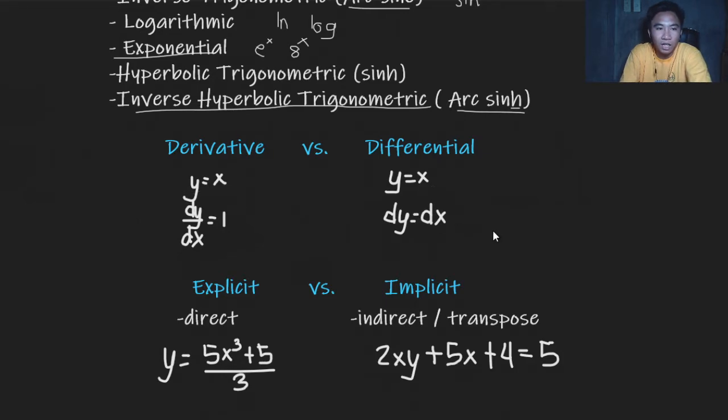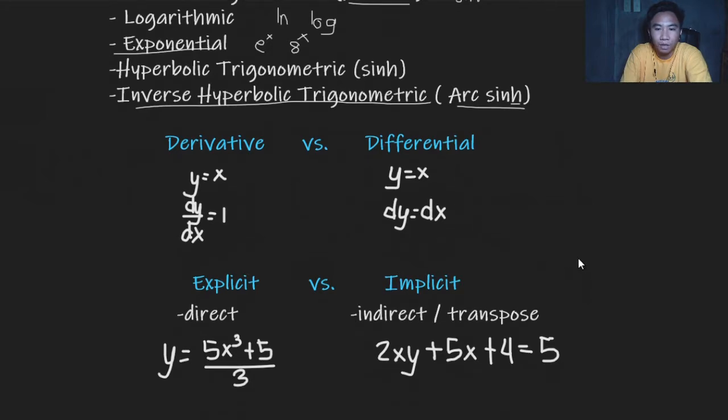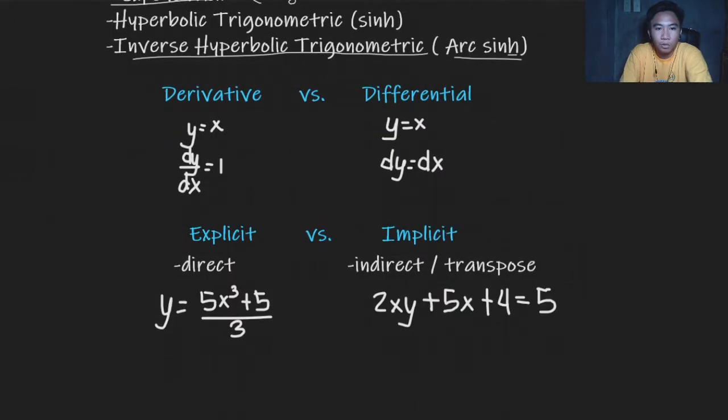Another is, ano nga ba ang explicit at implicit function? Explicit, agad-agad mo na itong makikita kasi i-derivative mo na siya agad. Direct. Next is the implicit, which is indirect, o para bang kailangan mo pa mag-transpose. Isa ding palatandaan dito is magkatabi si x and y.